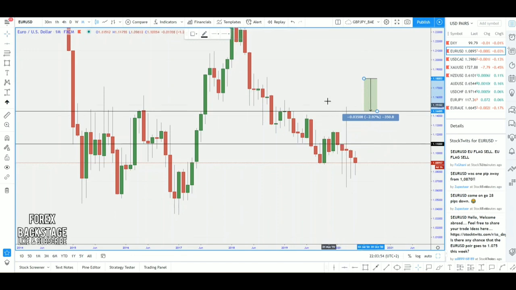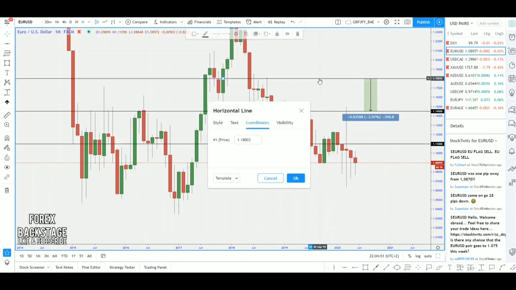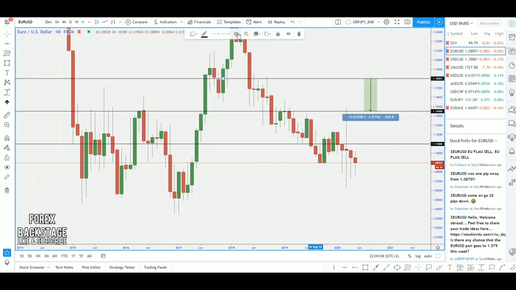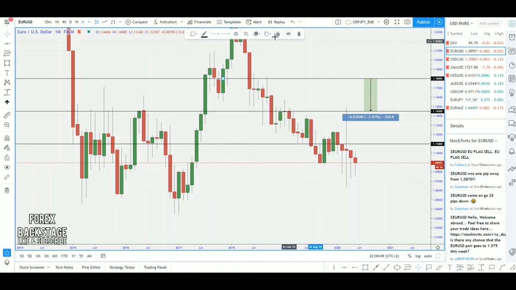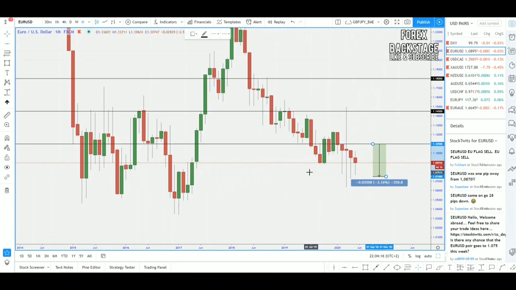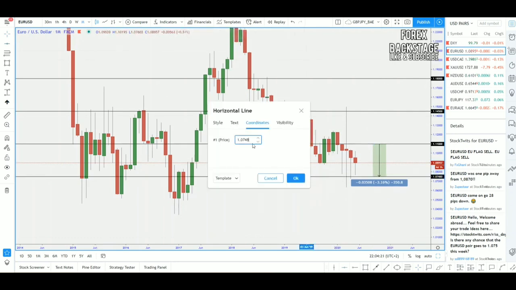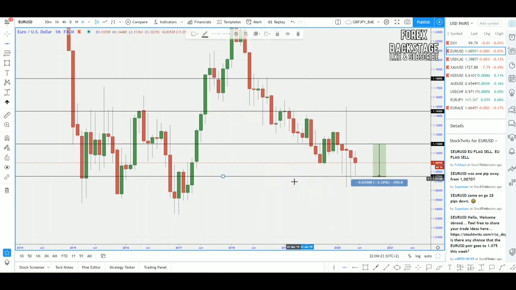Draw a line there, put a line there, and round off that line. So that's 1.18. All right. After that, you lock that line. You can see how easy this is. This is easy peasy. From there, draw a line on the support level as well and round off that line. So that's 0.75. Lock that line.